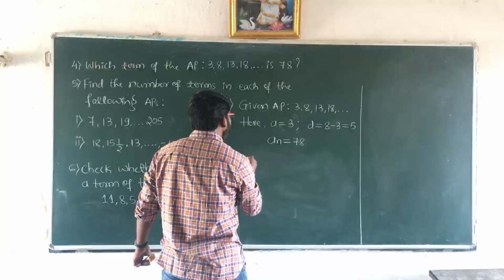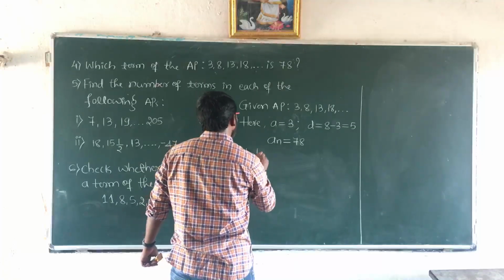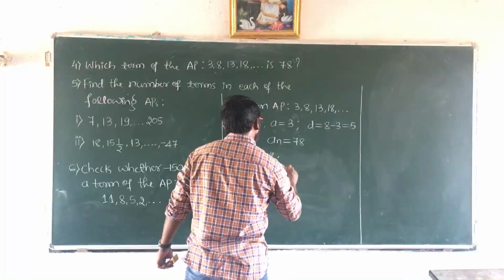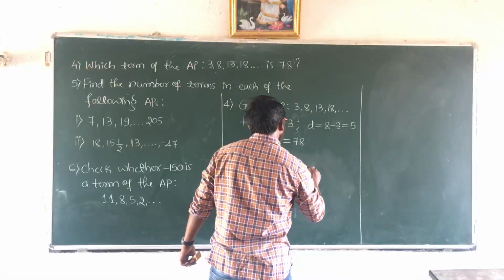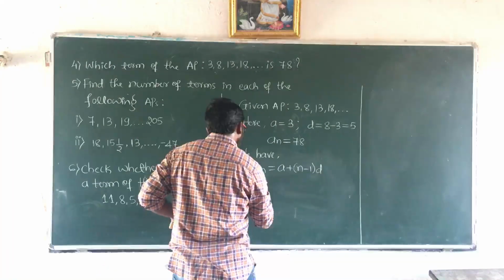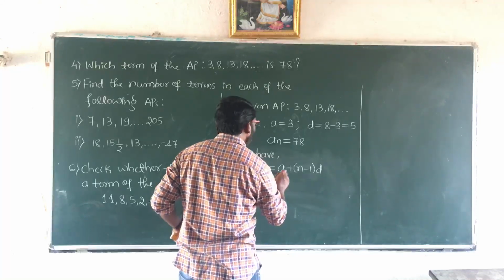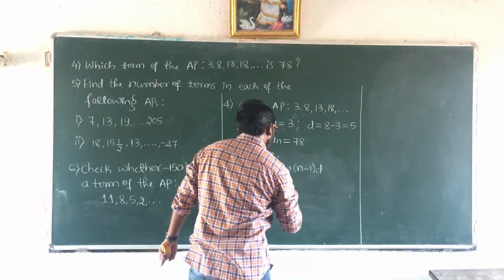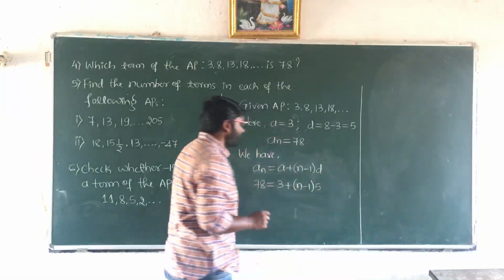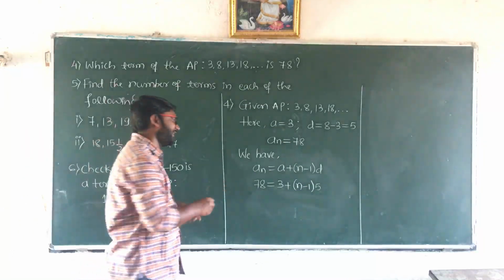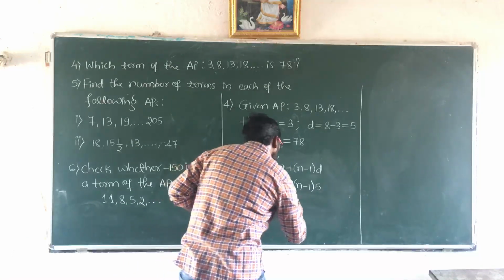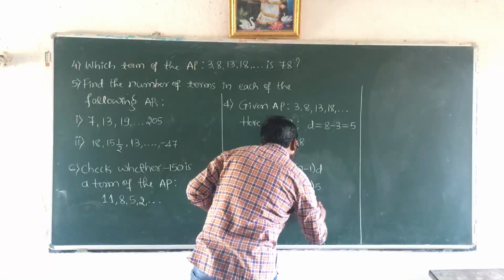Now we have the standard formula. We have AN, which is equal to A plus N minus 1 into D. So what is AN here? It is 78. So 78 is equal to A, which is 3, plus N minus 1 into D. D is 5. Now take 3 to the LHS, it becomes minus 3. So we get 78 minus 3, which is equal to N minus 1 into 5.